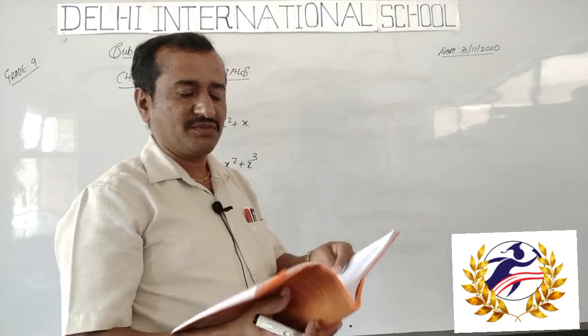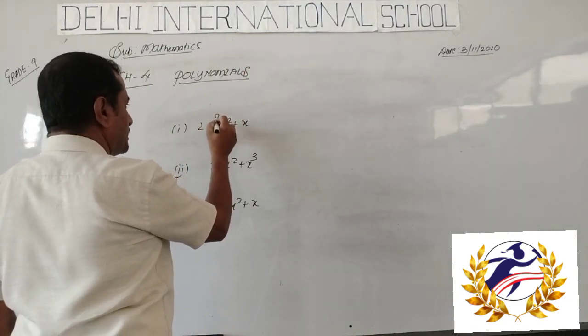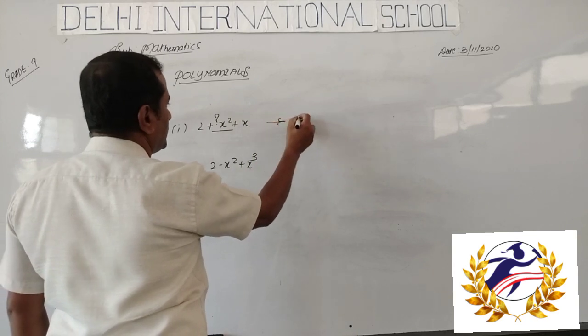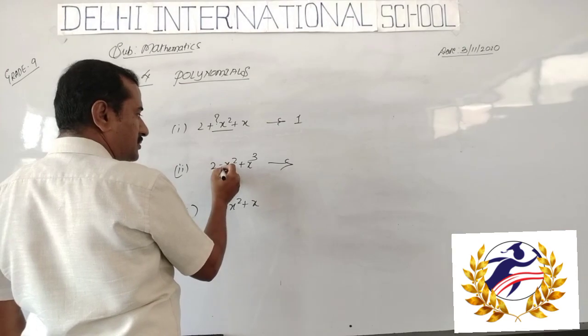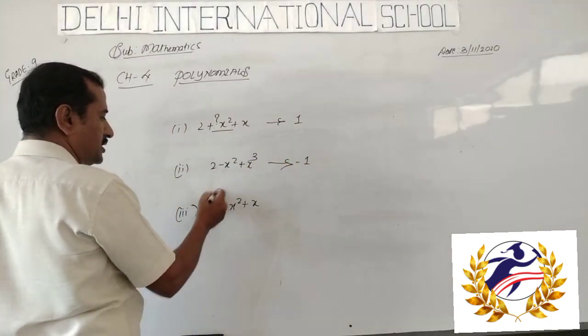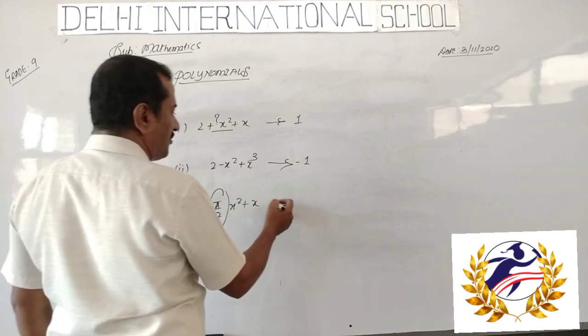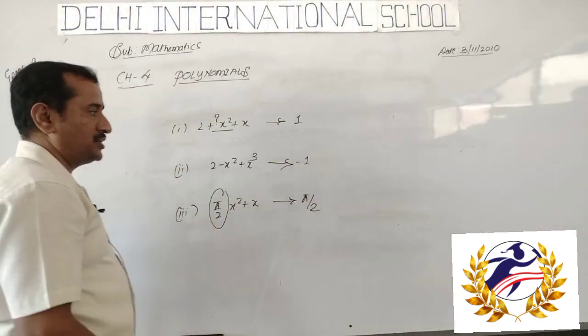Okay, write the coefficient of x squared in the following expressions. Here, x squared is there, with no coefficient written. In such a case, the coefficient is 1. Here, there is no number, but you have a minus sign, as a result of that, the coefficient is minus 1. Here along with x squared, what do we have? We have pi by 2. The coefficient of x squared in this expression is pi by 2.